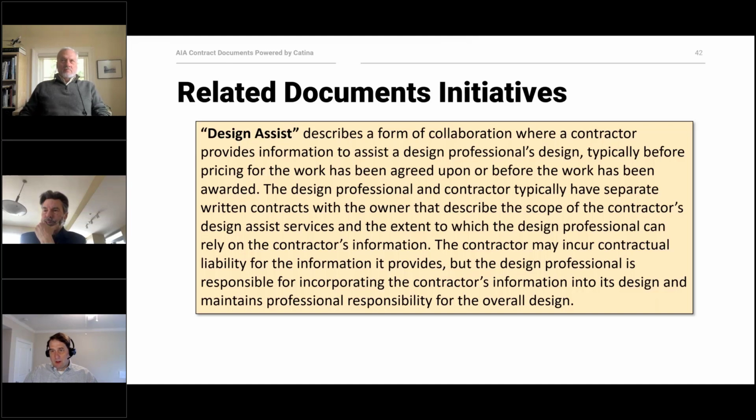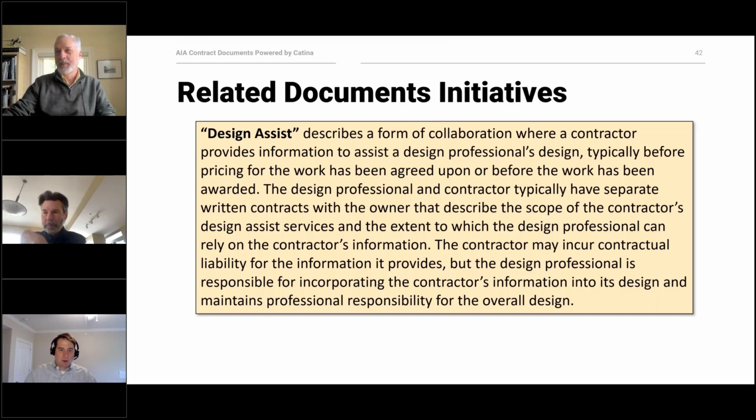It is much more of a friendly offer of advice that the designer will then take into consideration as it further develops the design for a project. So if you think about these types of collaboration on a spectrum, informal involvement would be the beginning of the spectrum. Next along the way is design assist.